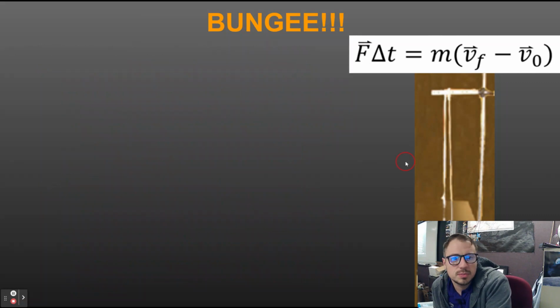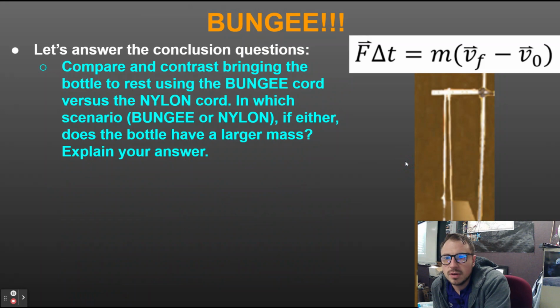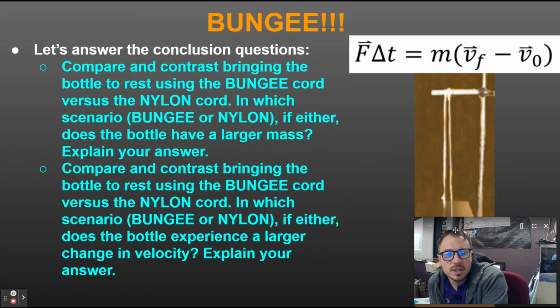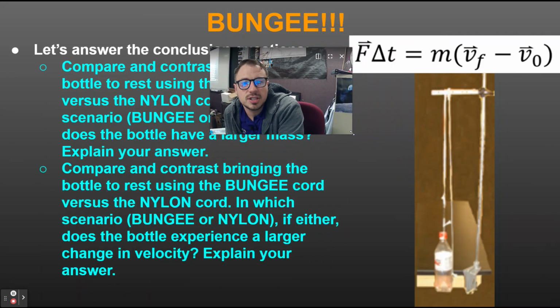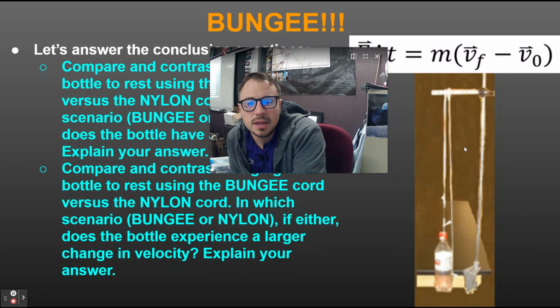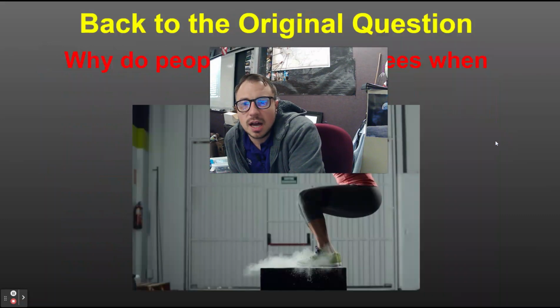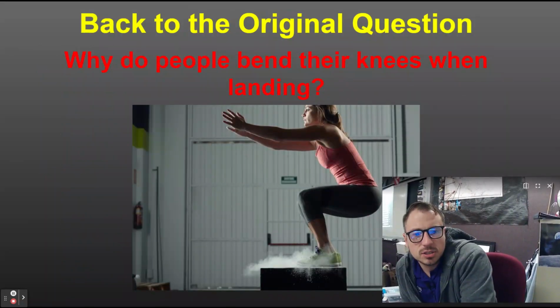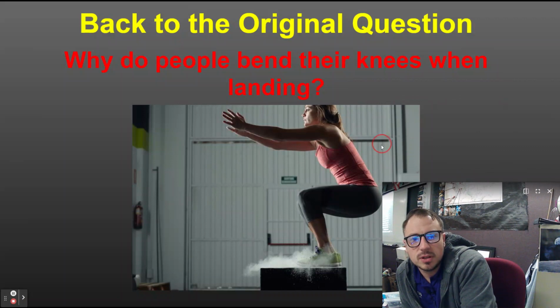So we're just supposed to observe how it comes to rest. So in both of these scenarios, they have the same mass, right? You're dropping the same, we didn't change the object. So in order to answer the rest of this question, why do people bend their knees when landing?